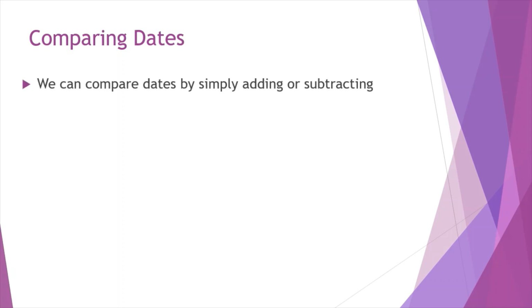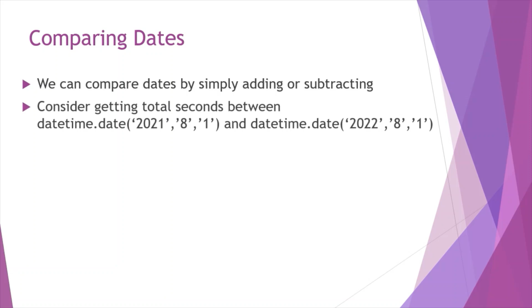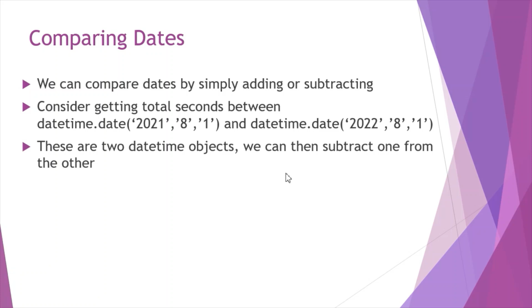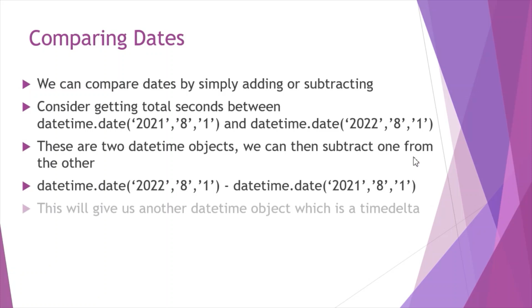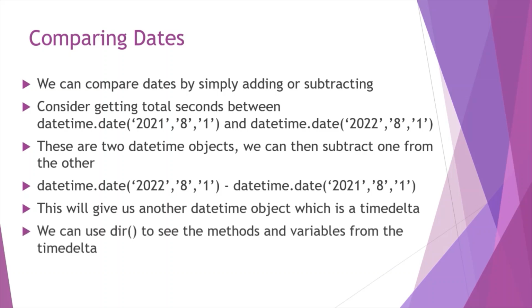We can compare dates by simply adding or subtracting datetimes, and from that we actually get another type called a timedelta. Consider getting the total seconds between 2021 and 2022. I'm not sure how many seconds that is, but we will find out very soon. These are two datetime objects, and we can subtract one from the other. If we ran this directly, it would give us a timedelta. We can use dir to see the methods and variables from the timedelta. total_seconds is the one we want.